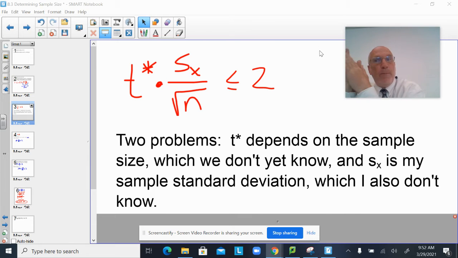You may recall for proportions in this same process, determining sample size back in 8.2, we needed a p-hat, which either we used prior knowledge or we used 0.5. That's how we got around that formula with proportions. Well, with means, we have to worry about the t star and the Sx.